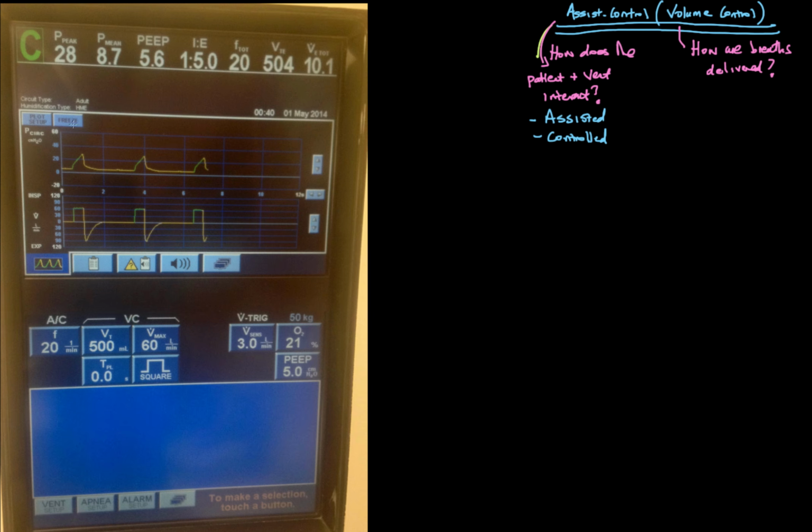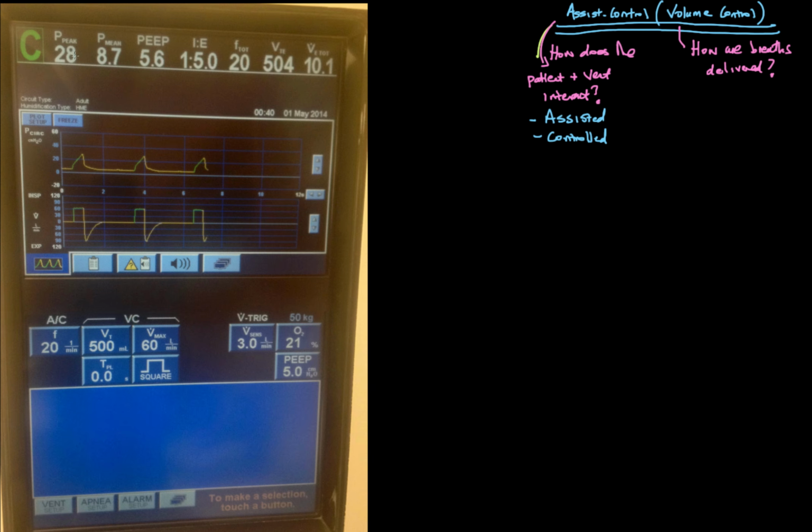Okay, so if you input volume into the chest, as we deliver volume into a patient, that causes the pressure in the chest to increase, right? That's Boyle's law. P1V1 equals P2V2. As you input volume into a closed system, the pressure inside that system is going to increase. So we want to keep an eye on what the pressure is inside with our patient, right? Because as we input volume, our pressure is going to change.